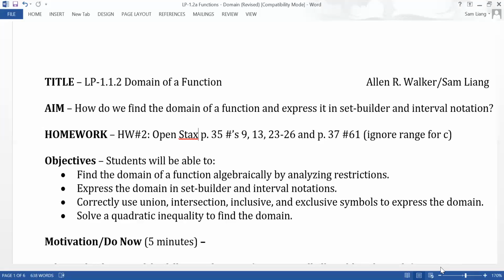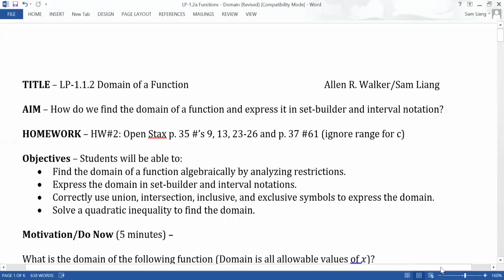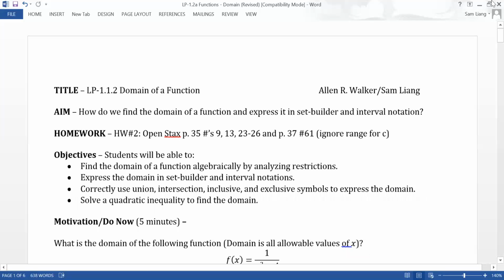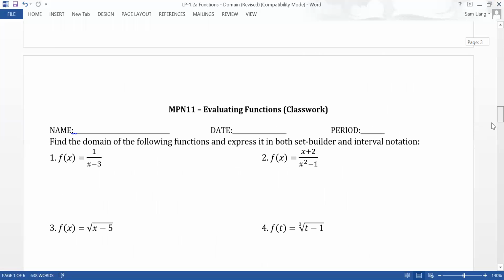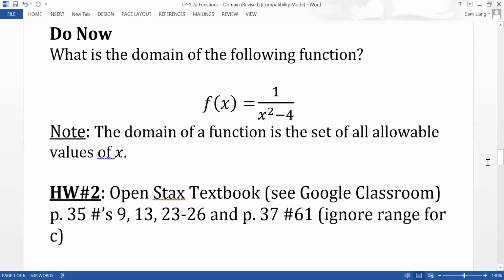So here's the do now for today. What is the domain of the following function? The function here is f of x equals 1 over x squared minus 4. And just a reminder for you, the domain of a function is a set of all allowable values of x. So I want you to pause the video here and try it on your own. And then after that, I'll review.